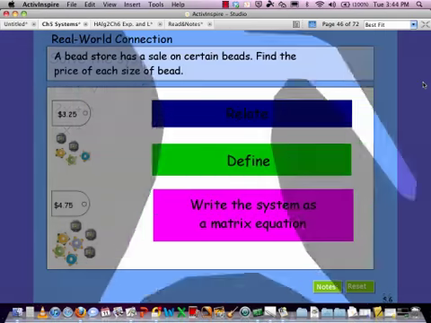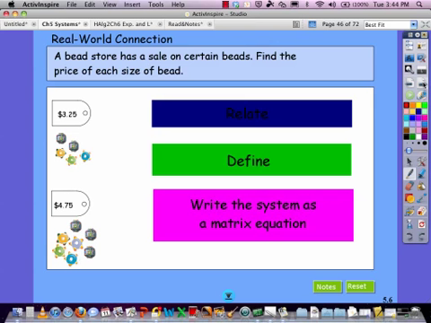Think we're good there? We could also use this for word problems. So here's a real world connection. A bead store has a sale on certain beads. Find the price of each size of bead. So right away you're looking at, well, I got different kinds of beads there. Well, you better start thinking if I have, let's see, 2 of these kind and 3 of these kind, then I've already got a variable. Now over here it's 3 of this kind and 4 of that kind. So be careful. You should be able to write your system. Check and see if you were thinking along these lines.